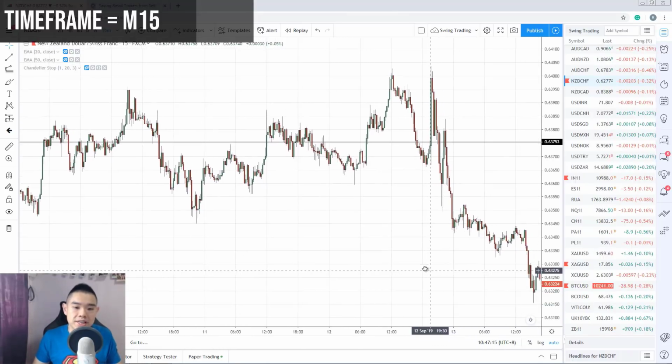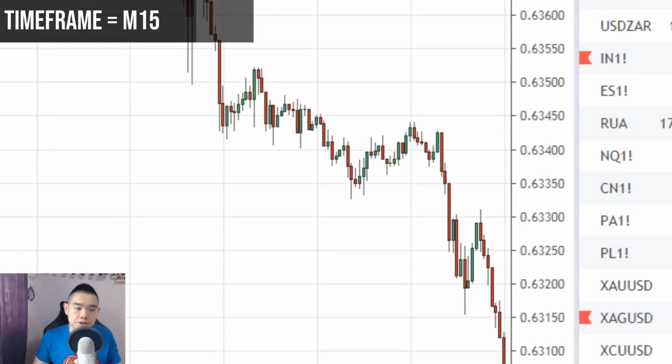Or maybe you could look for a retest of a previous support turned resistance, like maybe this one over here. Price breaks down, then you have a retest of previous support turned resistance. This could be another opportunity to short.